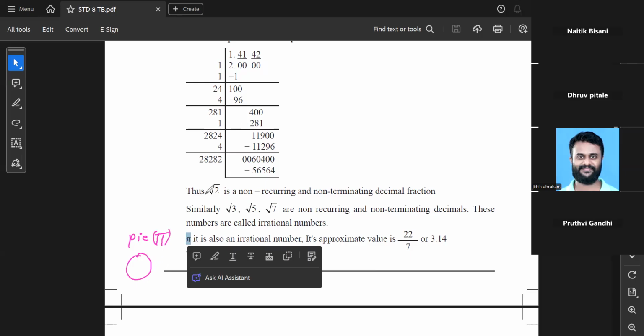आपके सिलेबस में पाई आपने देखा है क्या? Do you know what is pi? Yes, sir. We know. Fair enough. Since you're aware, I don't have to worry. I was wondering whether it is covered in your syllabus or not.